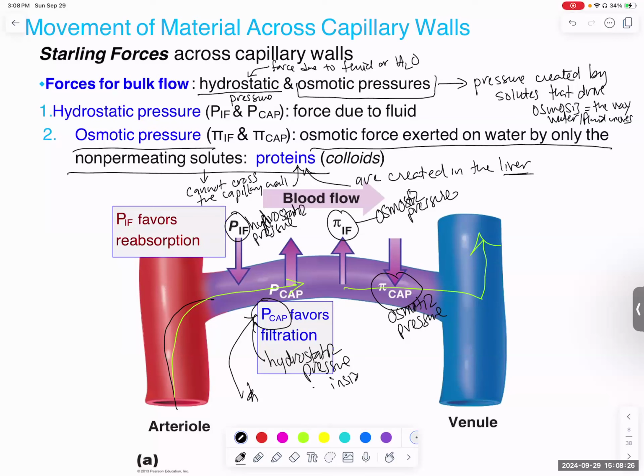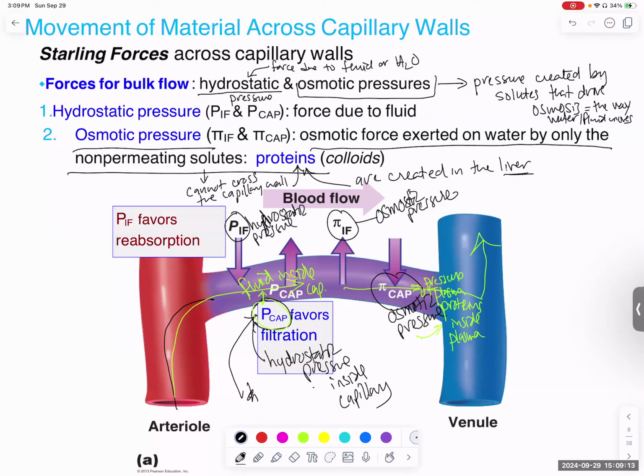Hydrostatic pressure inside the capillary. So this essentially is the pressure of the fluid inside the capillary. This right here. Osmotic pressure is the pressure of plasma proteins inside the plasma. They're creating this osmotic pressure.